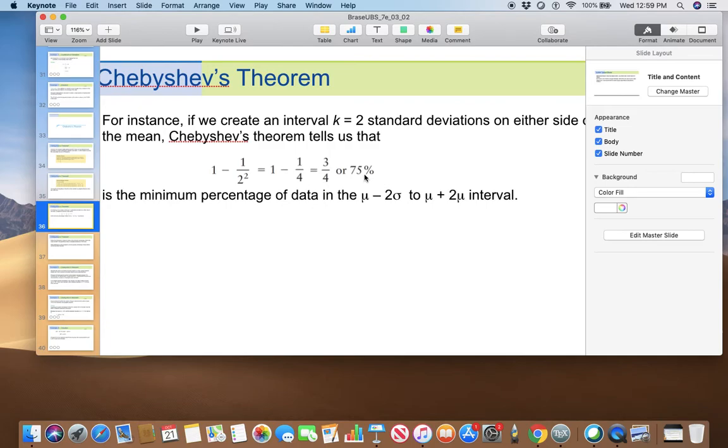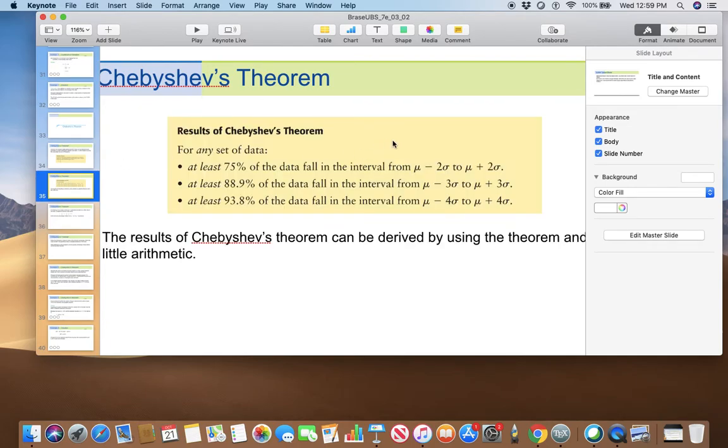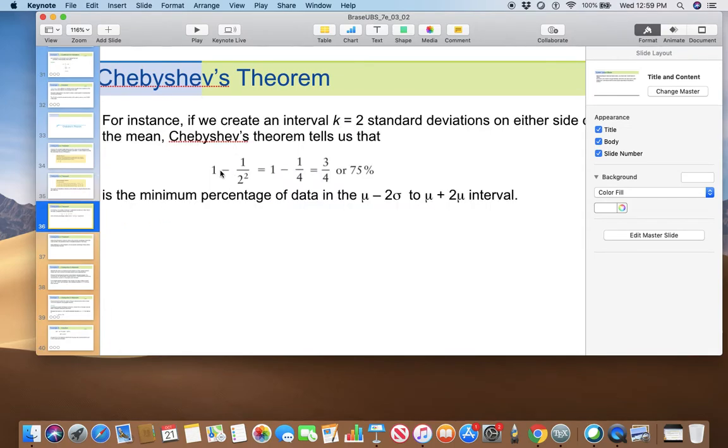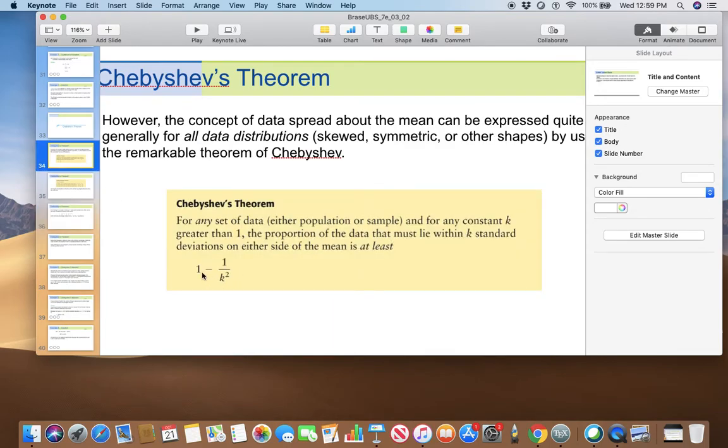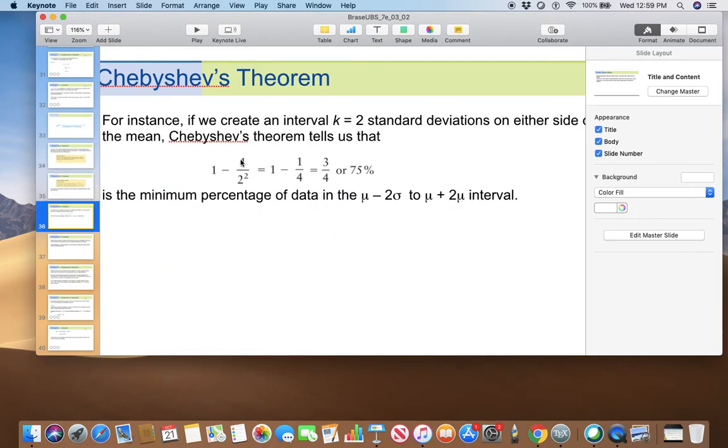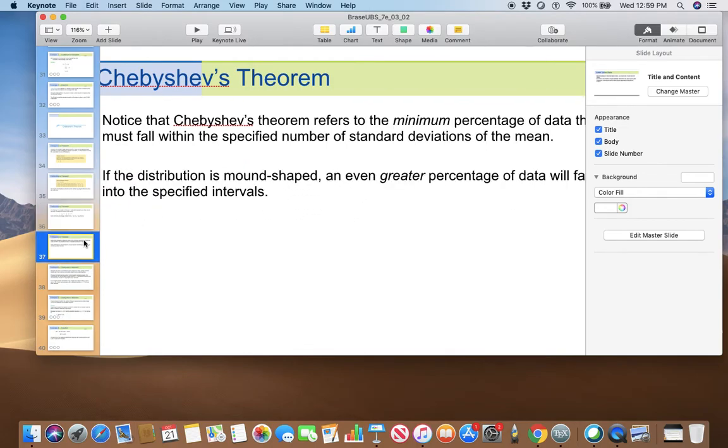How did we get that 75% here? 2 standard deviations, so k is 2. If k is 2, remember Chebyshev's: 1 minus 1 over k squared. k is 2, so 1 minus 1 over 2 squared, 1 minus 1 over 4. It is 3/4. What is 3/4? It is 75%. That's the minimum percentage. All right.